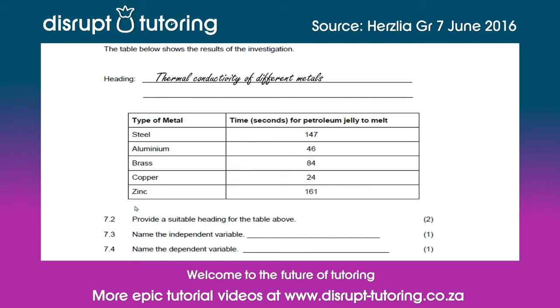So with that in mind, we can now answer and say that the independent variable here is the type of metal, because if you check here and also in the narration, you see that we have 5 different types of metal. Okay, so these are changing and therefore are the independent variable. And therefore the dependent variable is the time in seconds for petroleum jelly to melt, because this depends on the type of metal that is being used.